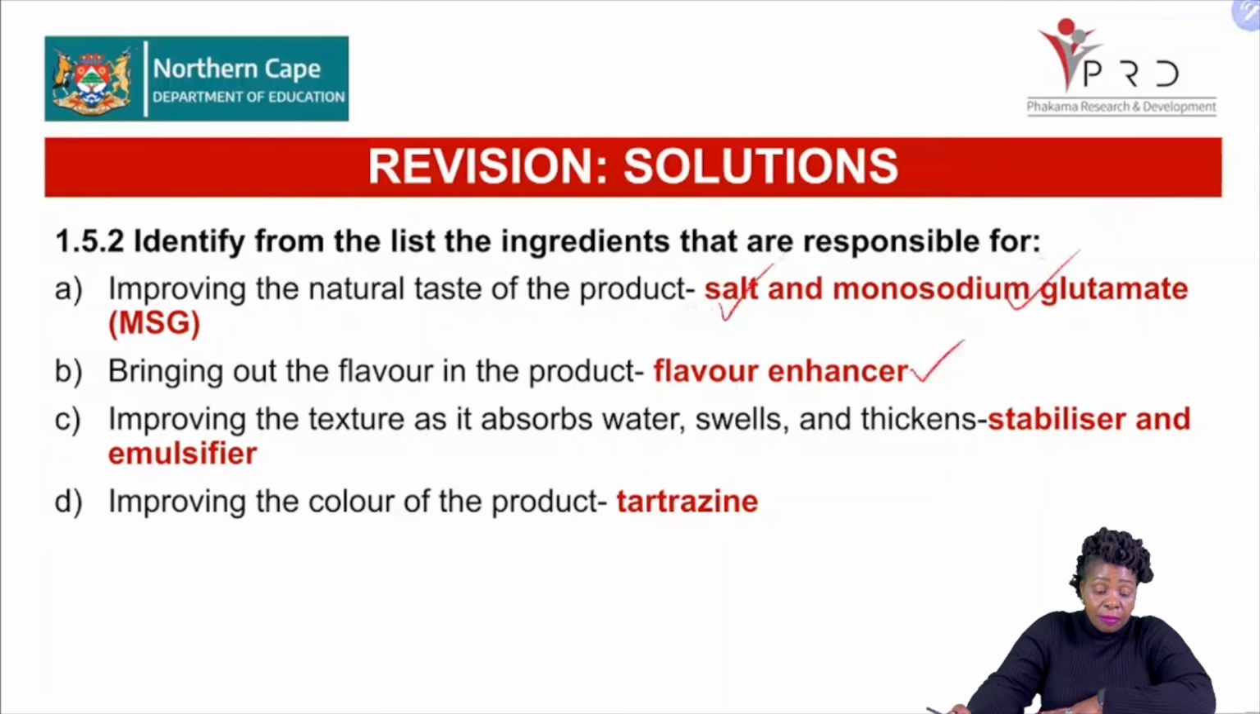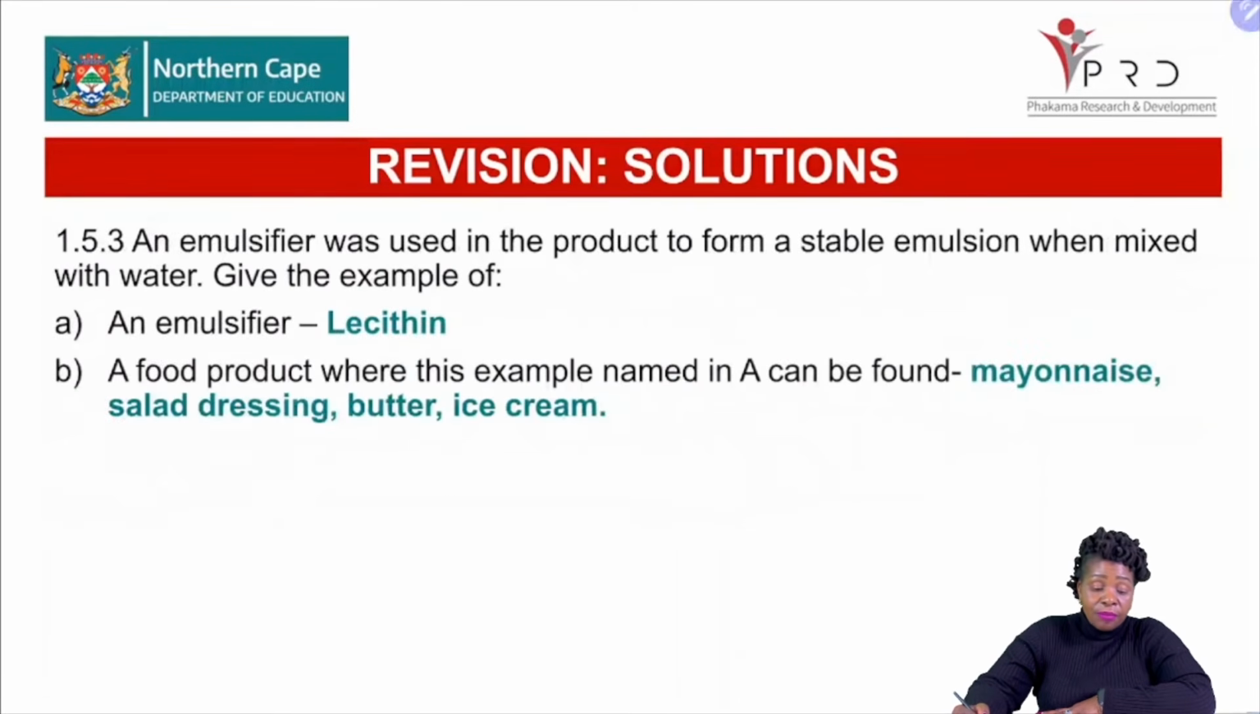And then C, improving the texture as it absorbs, swells, and thickens. So we have got the stabilizers and the emulsifier. They improve the texture of food, right? And then D says improving the color of the product. So we have got one of the ingredients is tartrazine, which improves the color of food, right? Let's move on to our next question.